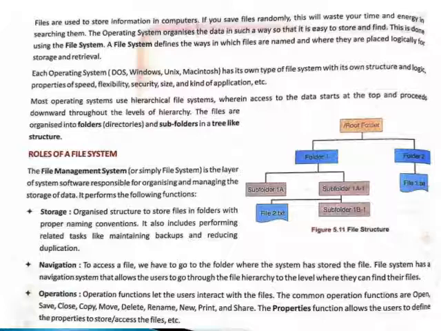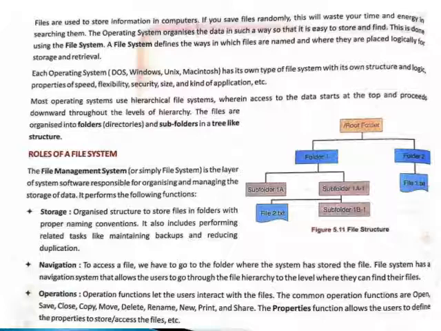The operating system organizes the data in such a way so that it is easy to store and find. This is done using the file system. A file system defines the ways in which files are named and where they are placed logically for storage and retrieval. Each operating system, DOS, Windows, Unix, Macintosh, has its own type of file system with its own structure and logic properties of speed, flexibility, security, size and kind of application, etc.